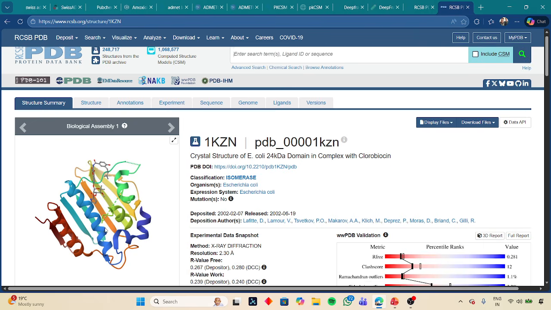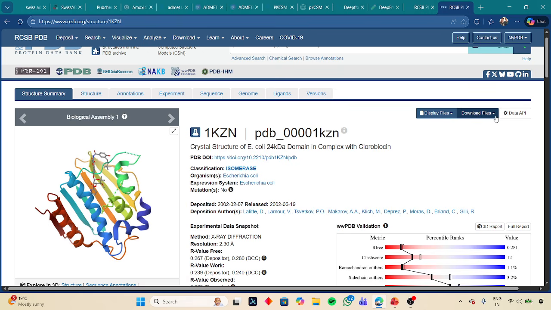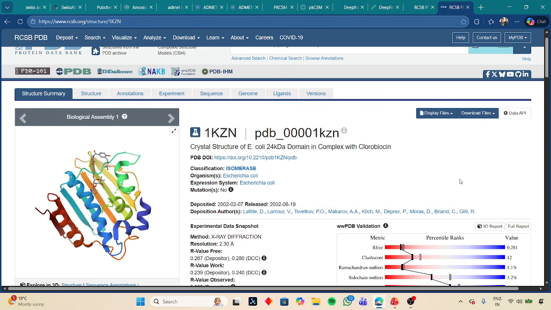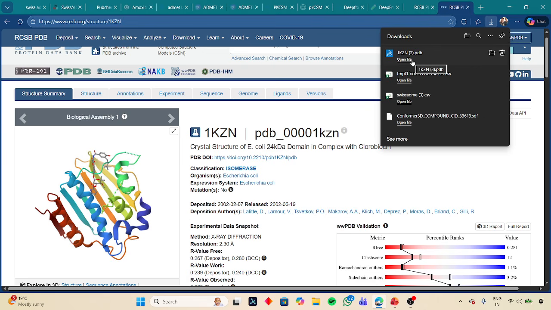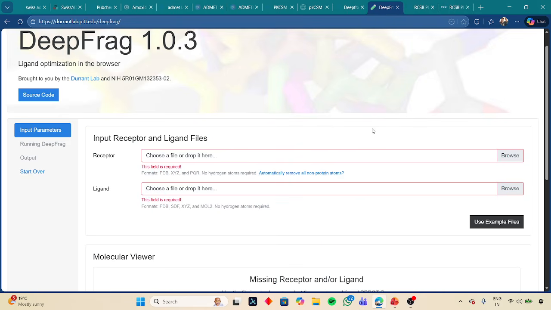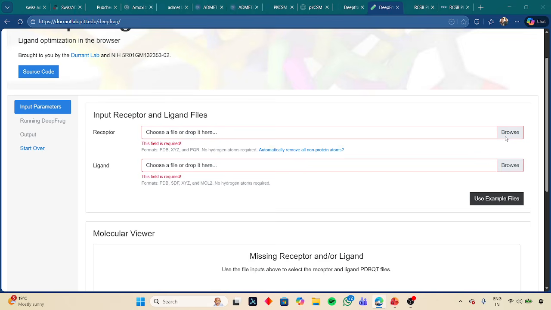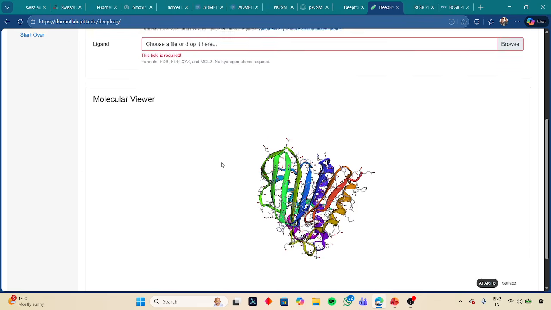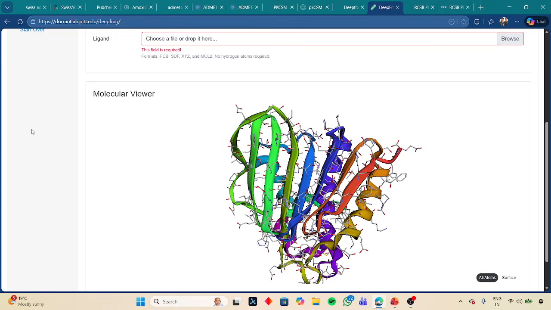Now we can download the 3D representation of the receptor. For that we have to go to the download files here, and download in the legacy PDB format. We also have the zip file format. First I want to download the PDB format, and you can see that I have downloaded it. Now let's go to the different tool. This is your receptor. Go to browse and you can see that we have the 1KZ here. Open it, and you can see this is the structure.